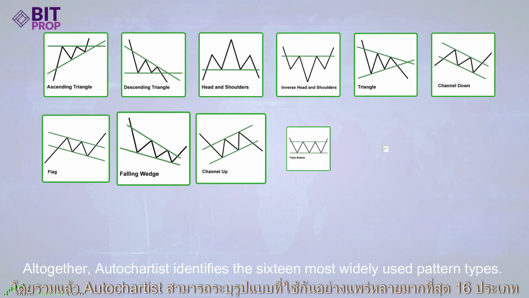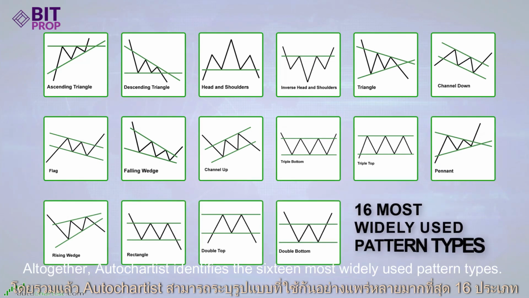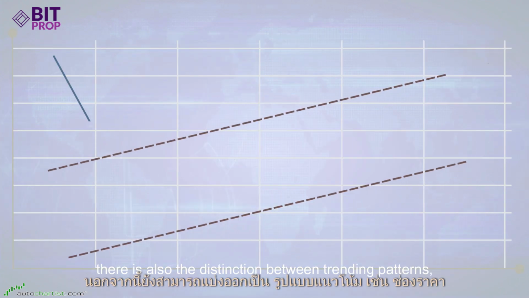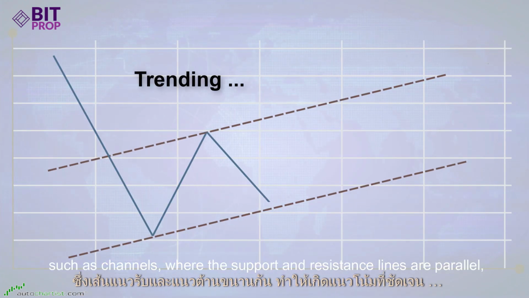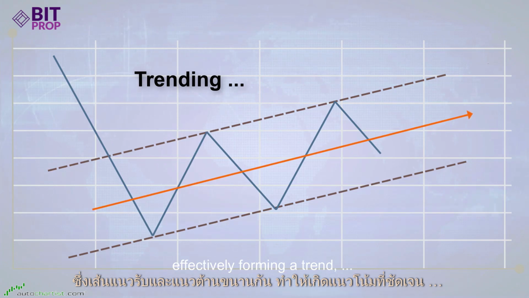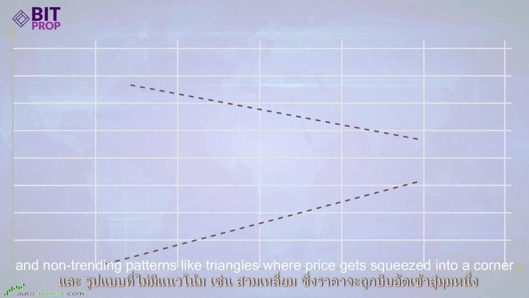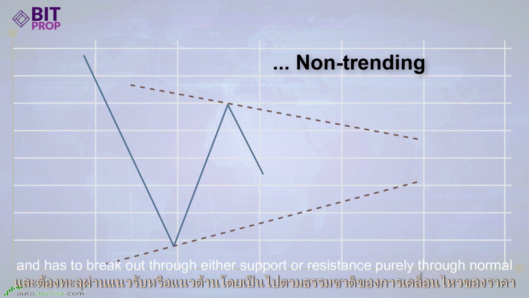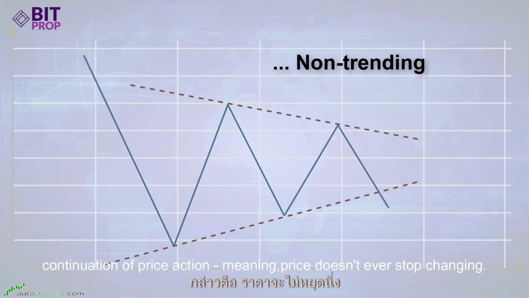Altogether, AutoChartist identifies the 16 most widely used pattern types. As some of these can be classified as reversal or continuation patterns, there's also the distinction between trending patterns, such as channels, where the support and resistance lines are parallel, effectively forming a trend, and non-trending patterns like triangles where price gets squeezed into a corner and has to break out through either support or resistance purely through normal continuation of price action, meaning price doesn't ever stop changing.